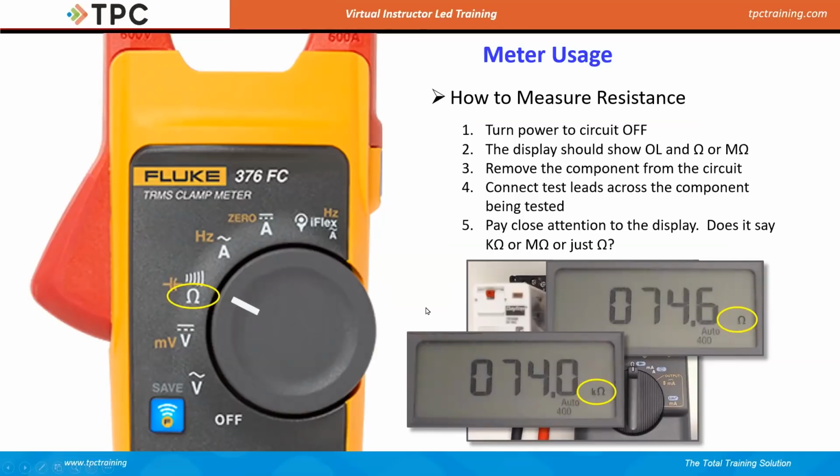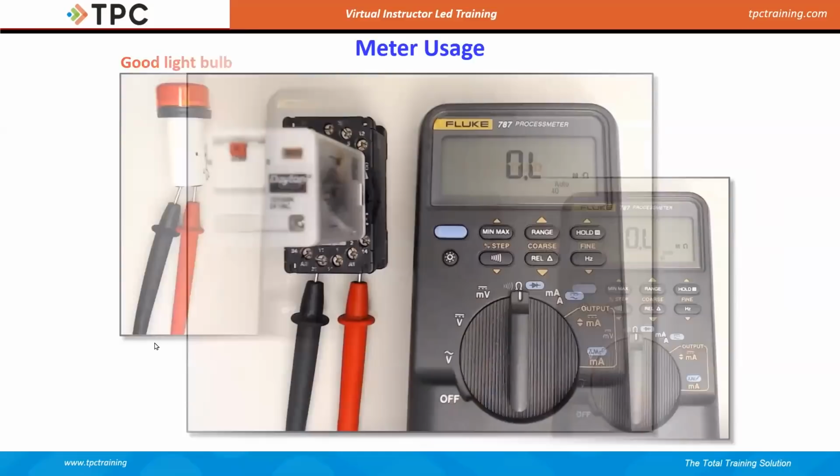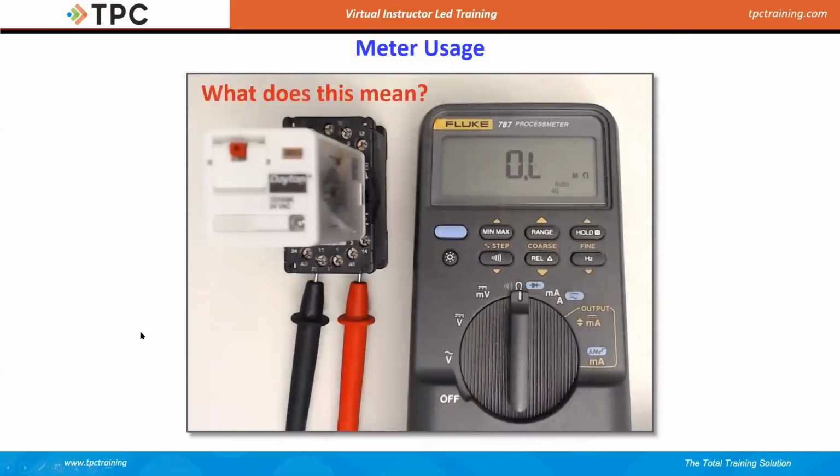So if we measured these, good light bulb, bad light bulb, coils or relays, things like that. How about this one? What would that mean? So of course that's a bad coil, open coil, assuming we're on the right lead, in the right place there. A1 and A2, yep, I think we've got a bad coil there.